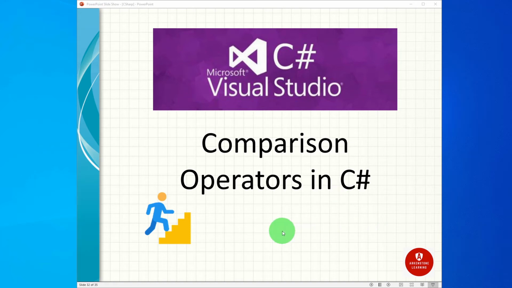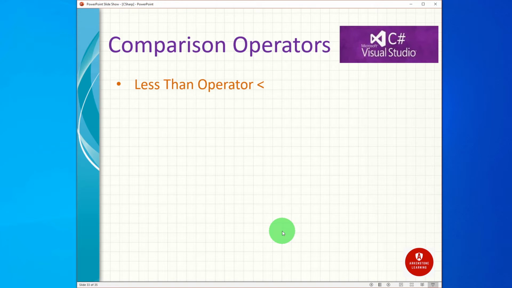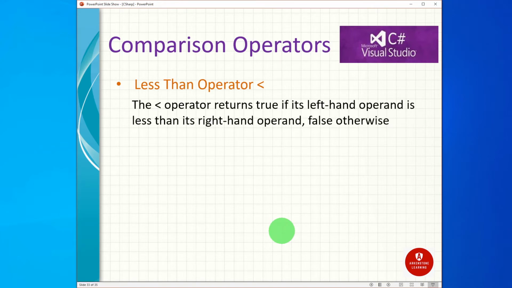Hi guys, in this lesson we will learn about comparison operators in C Sharp. So let's get started. First operator we'll learn is the less than operator. The less than operator returns true if its left hand operand is less than its right hand operand. Otherwise it returns a false value.